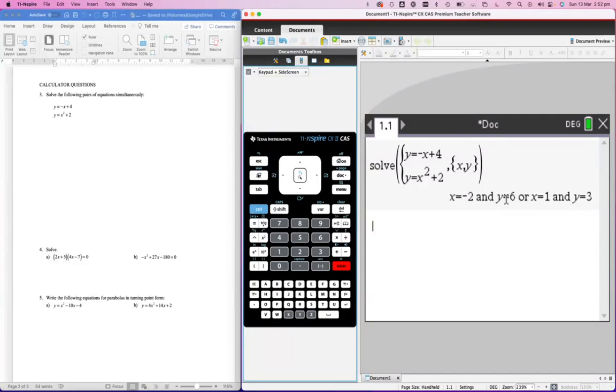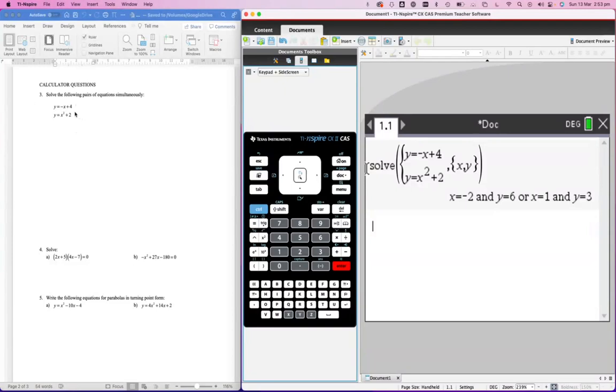X equals minus 2, Y equals 6, or X equals 1 and Y equals 3. So you would literally write down bracket minus 2 comma 6 and bracket 1 comma 3, close bracket. Okay, so put them down as ordered pairs. In terms of this question, it's probably bound to be more than 1 mark. If it was worth 1 mark, do that, write that down, move on.